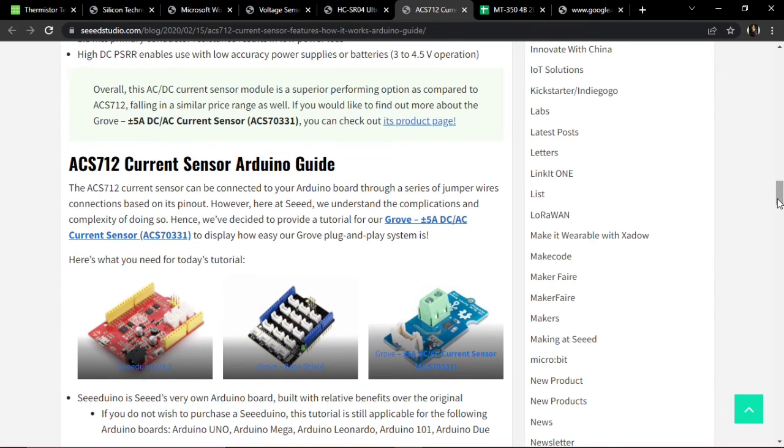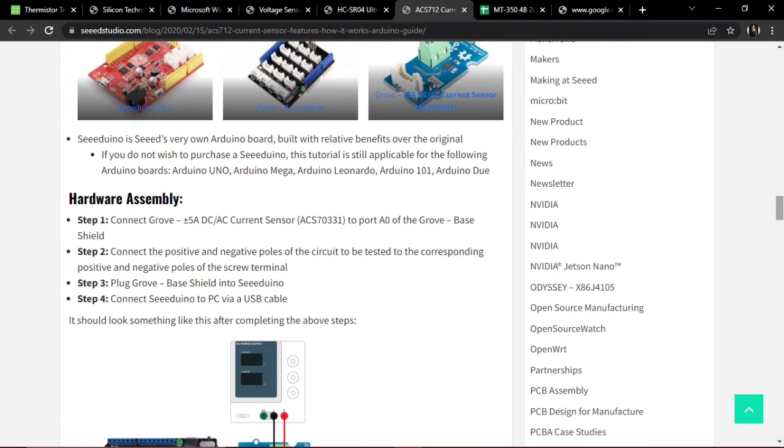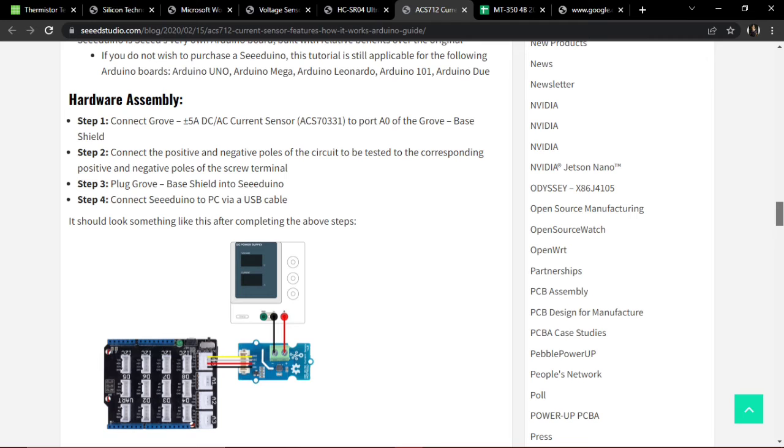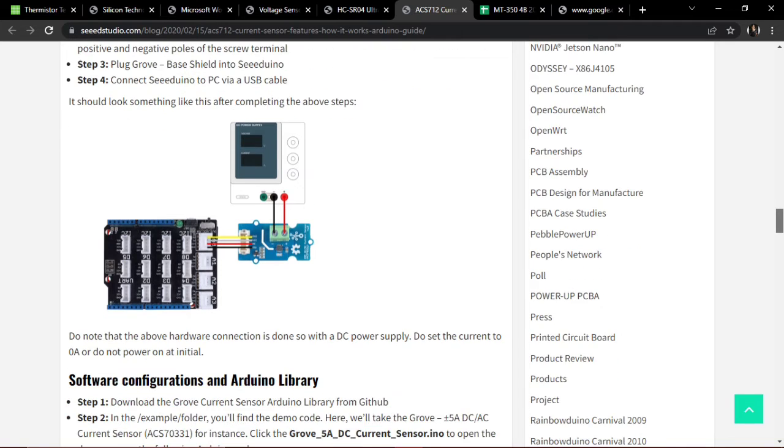So for the current sensor Arduino guide and hardware assembly, connect the Grove 5 ampere DC/AC current sensor, and connect the positive and negative poles of the circuit to be tested to the corresponding positive and negative poles of the screw terminal. Plug the Grove base shield into the Arduino, and connect the Arduino to the PC via USB cable. It should look something like this after completing the above steps.